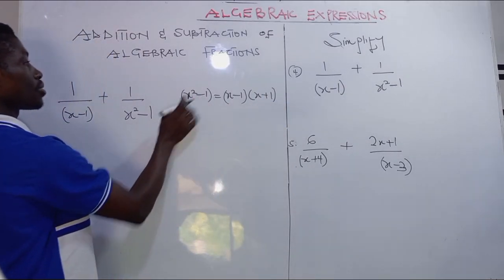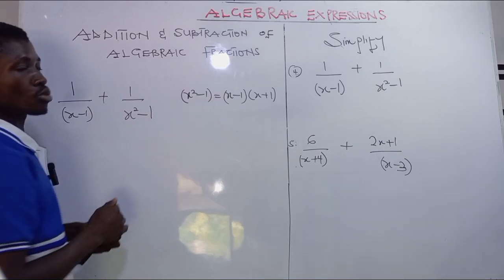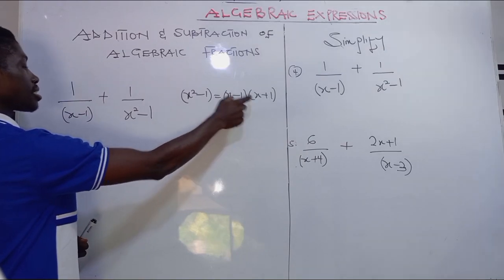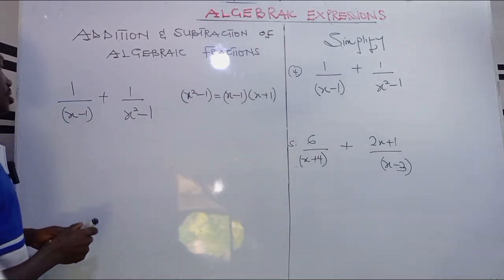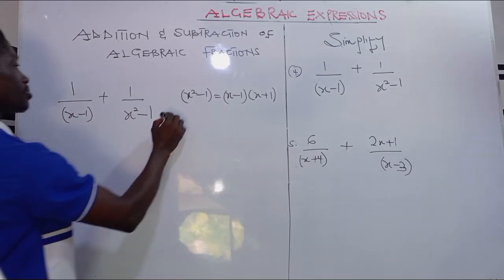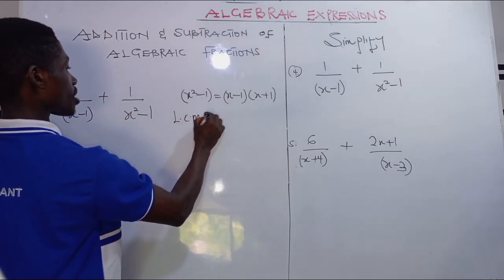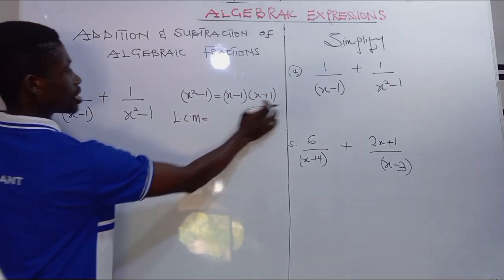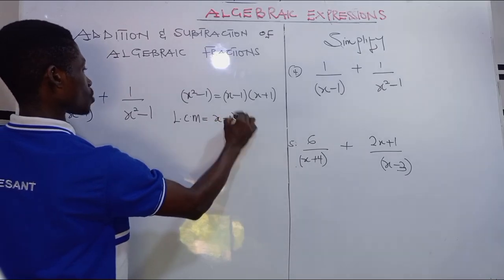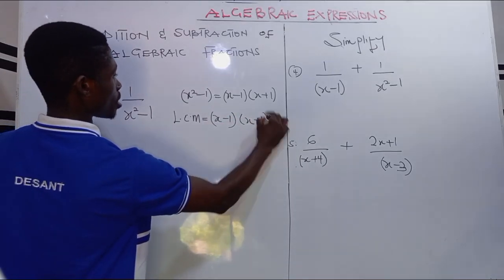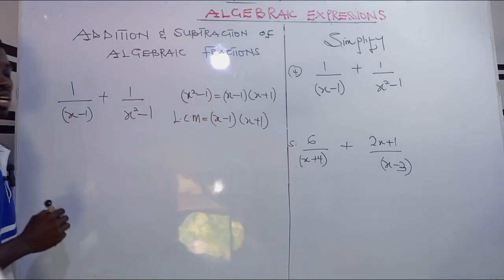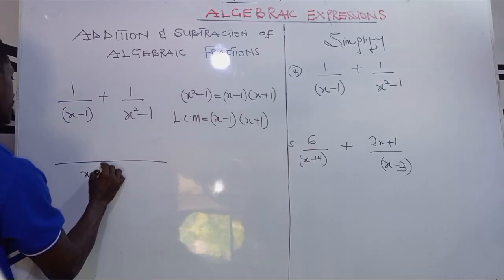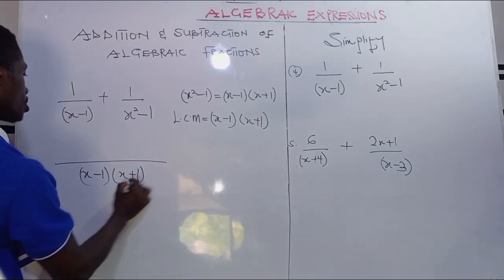When you simplify this, you are going to get this. So we call this difference of two squares and it can be expressed as this. So in place of this, we can substitute this as our denominator. Good. So let's write the LCM. The LCM is going to be x minus 1, x plus 1. Or you can choose to write this as your LCM.